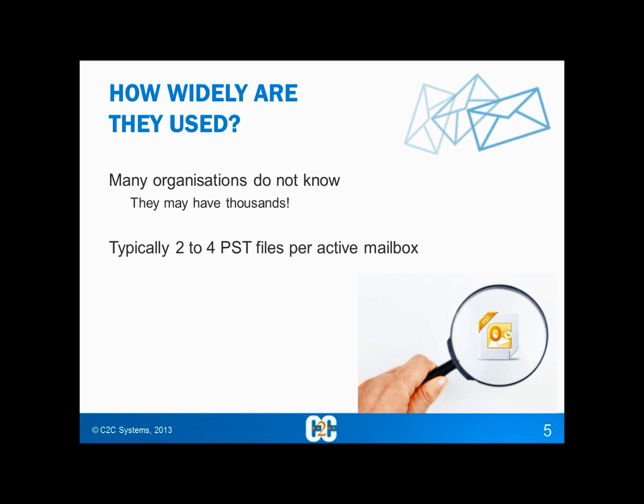When we're talking to organizations, we find on average that they have between 2 and 4 PST files existing per active mailbox. So if you've got 1,000 active mailboxes in your organization, you've probably got between 2,000 and 4,000 PST files sitting out there in various locations. Each file can typically contain something like 10,000 messages and attachments, which might add up to at least a gigabyte of data in each file. So that's a lot of data out there. One of the things to bear in mind is the scale of the problem and the volume of data contained in those files.